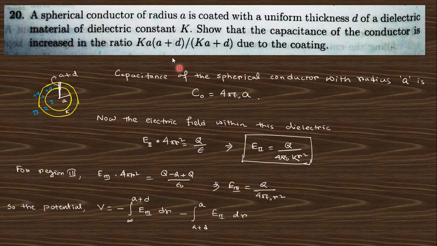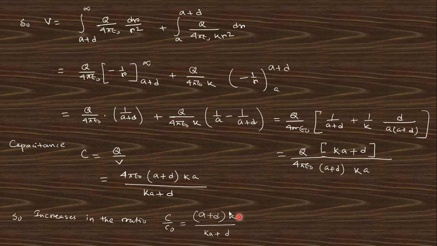This does not match the book's answer; there is a mistake of a. I think our answer is correct, because we take the ratio C by C0, so it should be dimensionless, but you can see here there is a dimension of a present. So I think the book's answer is not correct. There a is missing. I think this answer is right.